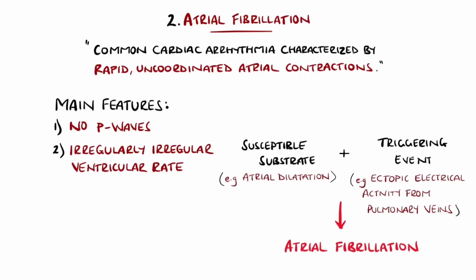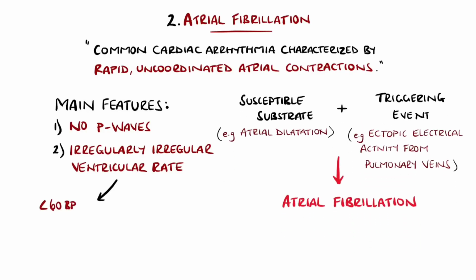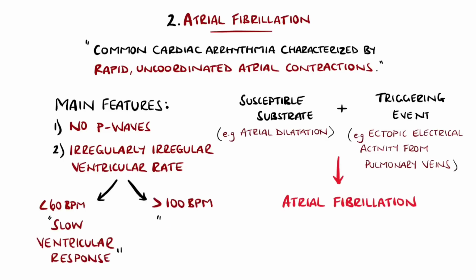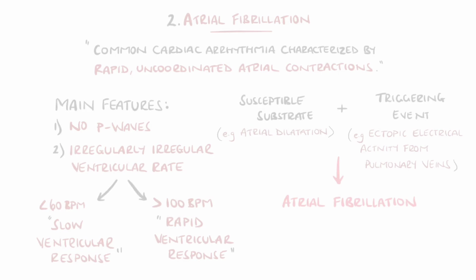Rates above 100 beats per minute are known as atrial fibrillation with rapid ventricular response, while those under 60 beats per minute are atrial fibrillation with slow ventricular response. I have a video dedicated to atrial fibrillation and will leave a link to it.